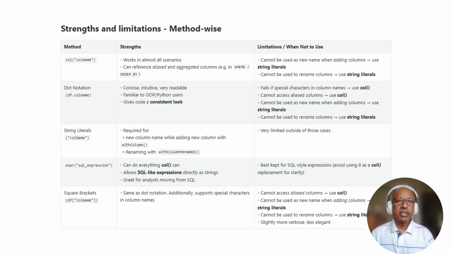Next, string literals. String literals is the only option in two particular situations. One, when adding a new column to a data frame, the new column name has to be a string literal. Two, when renaming a column in a data frame, the column names have to be string literals. Outside these two scenarios, string literals have very limited use cases.